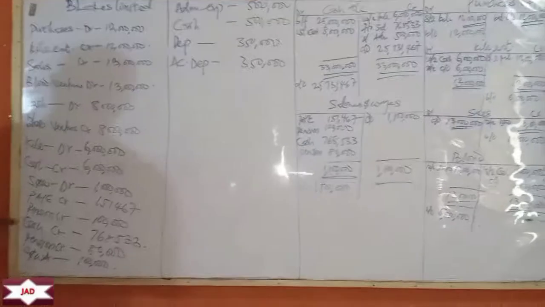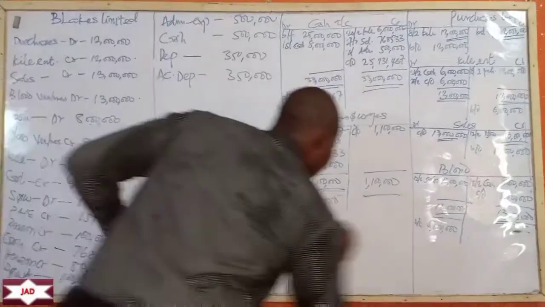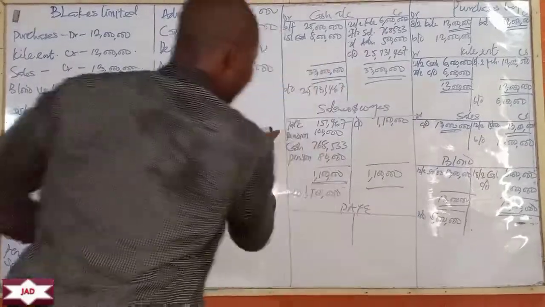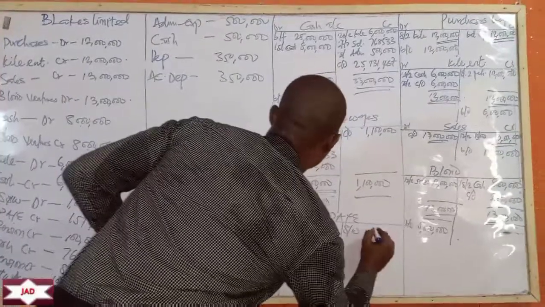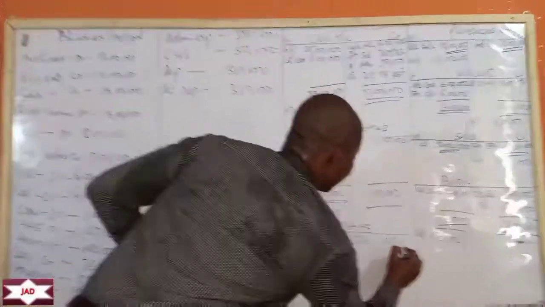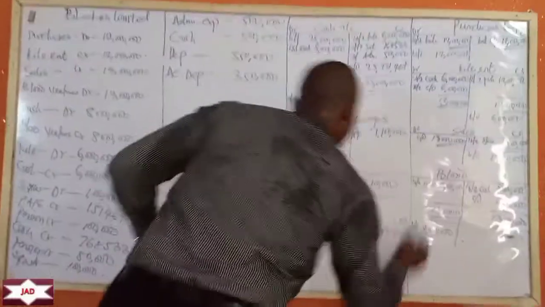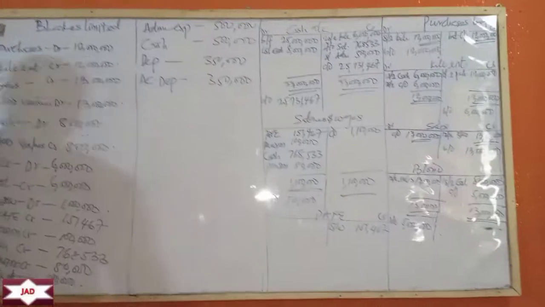salaries and wages. So pay as you earn. Let's do pay as you earn. So you can see from here, right here, salaries and wages. How much? 151,467. If you have not paid, then it's a liability. Okay. So what's the next one? Pension. Let's do pension.